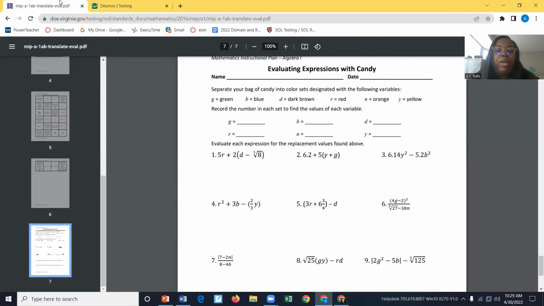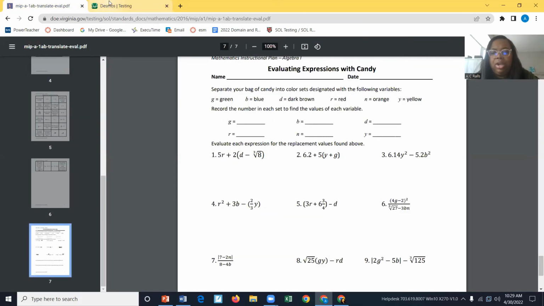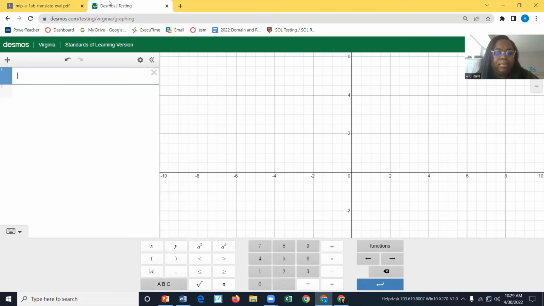Let's try another one. We're going to try 5R plus 2, number 1, times the quantity of D minus the cube root of 8. So let's go ahead and input that into Desmos. I tried earlier to copy and paste and it didn't work. So I'm going to just do it by hand.